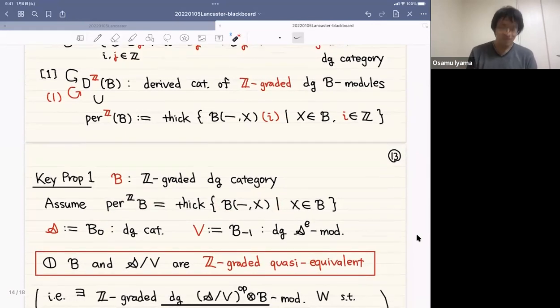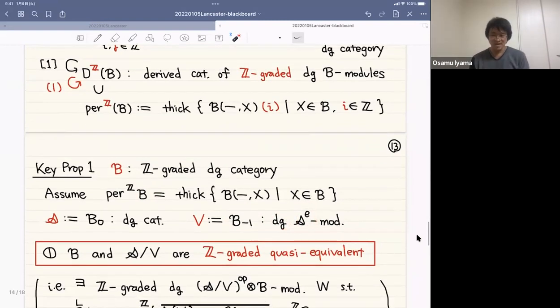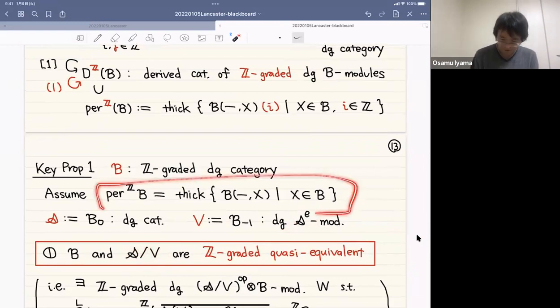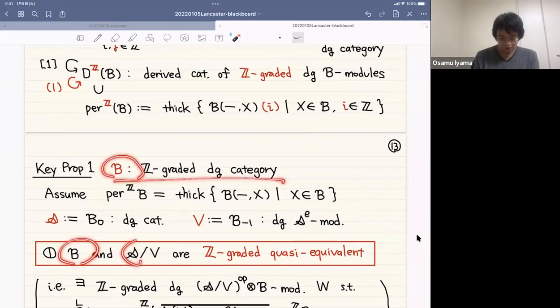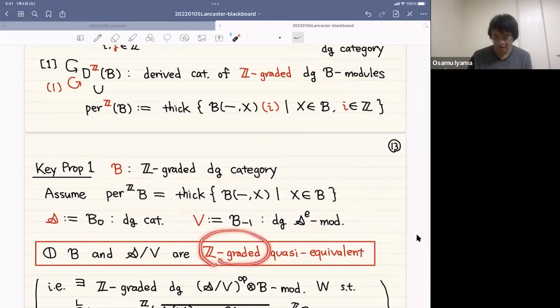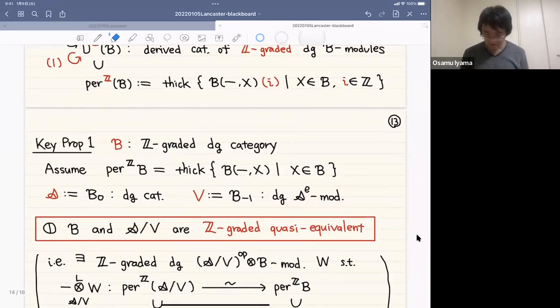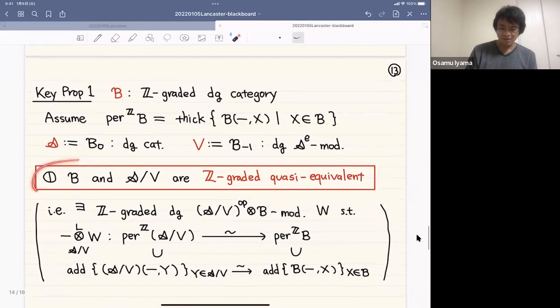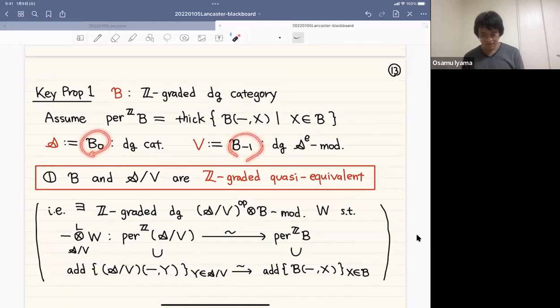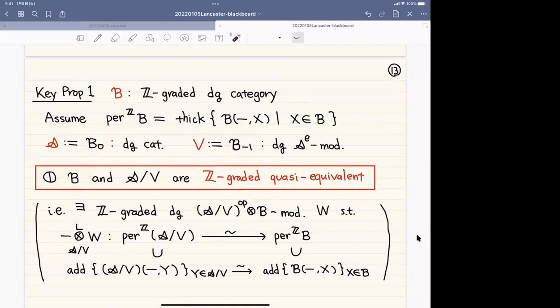And in this setting, actually this B can be recovered from its degree 0 and -1 parts. So I denote by A the degree 0 part of B. It has a natural canonical DG category structure, and the degree -1 part also has a canonical DG module structure over the enveloping category. Therefore, we can construct the DG orbit category as before. And what one can prove is that under this assumption, this Z-graded DG category and this orbit category are quasi-equivalent, by a quasi-equivalence preserving the Z grading. So just the degree 0 and -1 parts recover the whole DG category. This is one of the points.